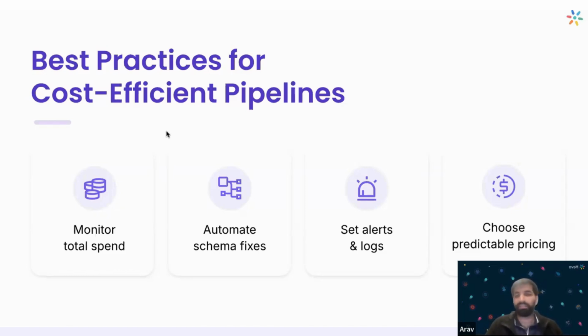The other is setting alerts and logs, right? So setting up relevant alerts on cost monitoring for your Snowflake, for your actual AWS bills, for your other cloud costs, all together add to ensuring a more, I'll say, cost efficient data platform overall.